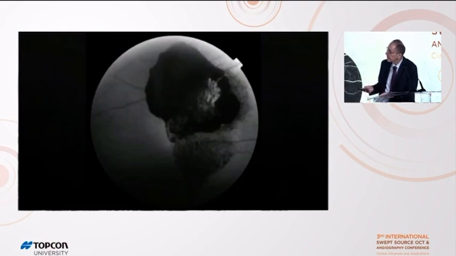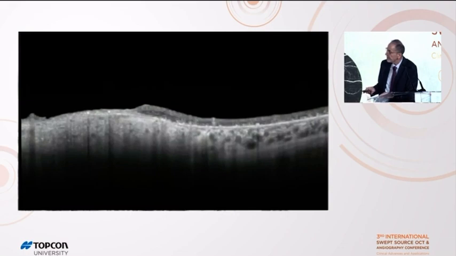Basically, you see a hypoautofluorescent inactive lesion. Again, some changes from prior subretinal fluid. And this is the swept source OCT showing atrophic inner retinal layers from transpupillary thermotherapy application. And there's increased transmission of light because of RPE atrophy induced by the treatment.